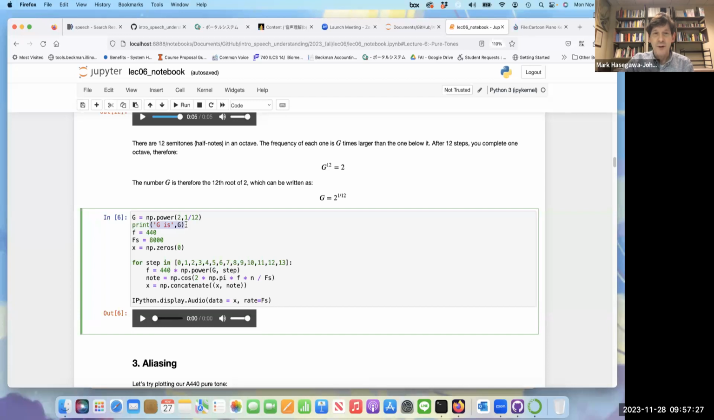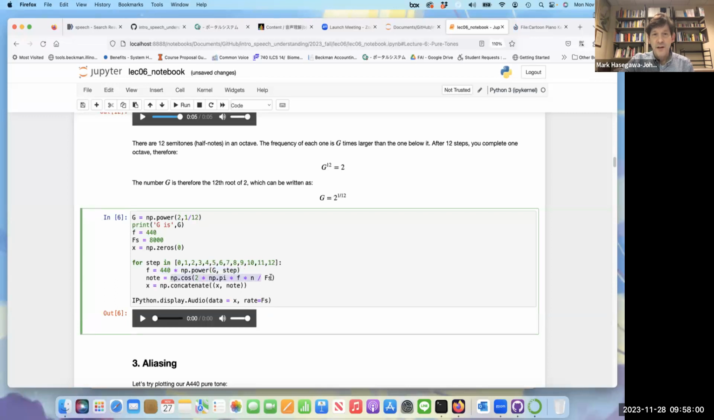It's not worth remembering. But then what I'm going to do is I'm going to take 13 steps, starting at step 0 and going up to step 12. I just want to go steps 0 through 12 and take 440 multiplied times G to that step. So G raised to the 0th power is 1. So we'll start out at 440. G raised to the 12th power is 2. And so this will be 880 when I get to step 12.